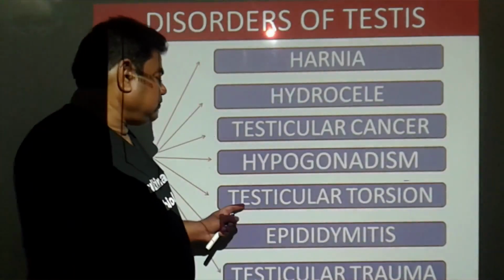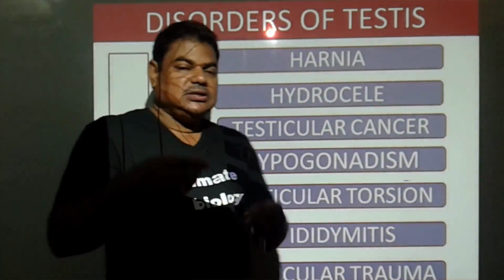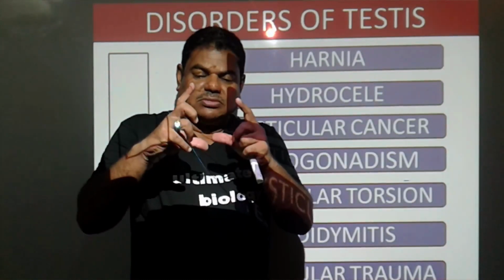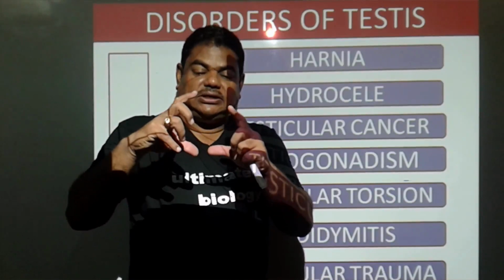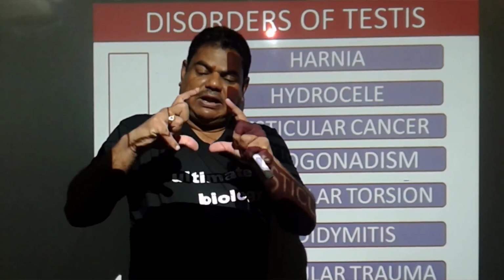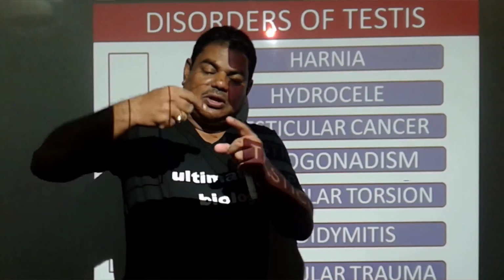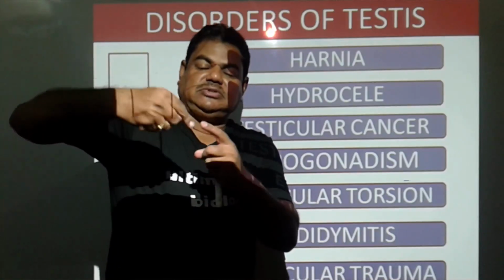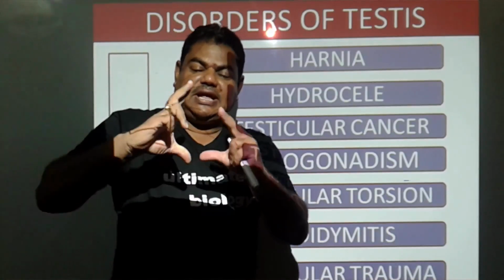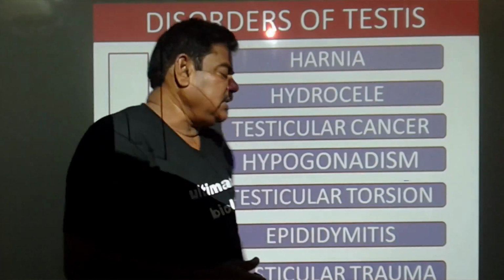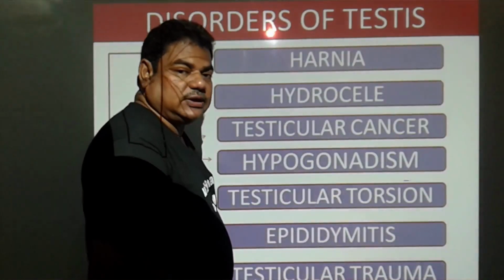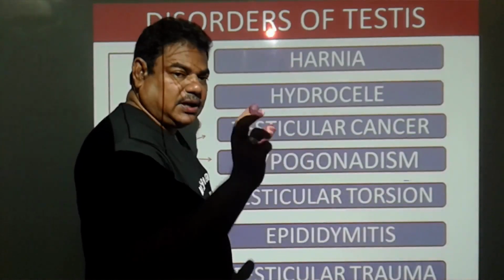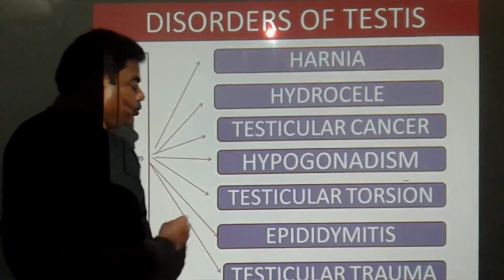This one is testicular torsion. Sometimes the muscles which surround the spermatic cords contract, and the spermatic cord coils like this. Multiple coils take place there, due to which acute pain takes place in that region. We call it testicular torsion. It takes place in the testicular lobules also.